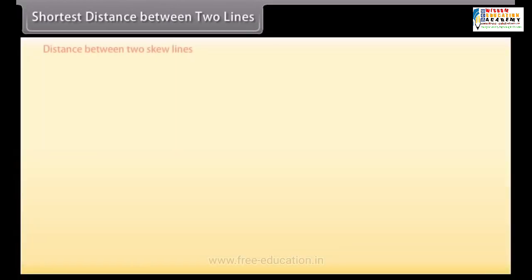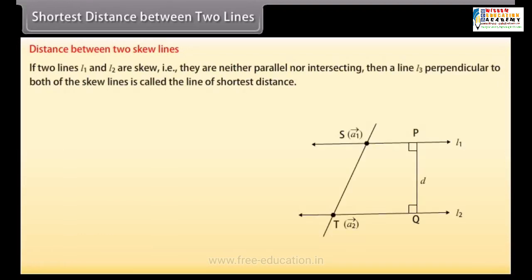Shortest distance between two lines. Distance between two skew lines. If two lines L1 and L2 are skew, that is, they are neither parallel nor intersecting, then a line L3 perpendicular to both the skew lines is called the line of shortest distance.